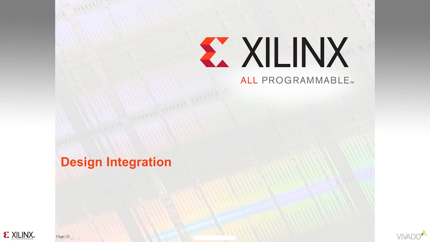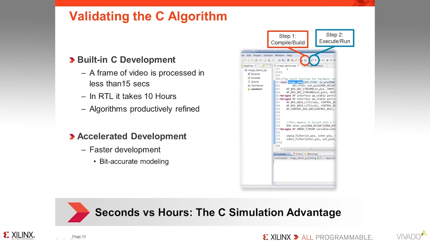Now, we'd like to talk about design integration. Okay, and this is the last part. We can show you how Vivado HLS helps you get your design that we've just created into a design on the device. So the first thing that Vivado HLS provides in its environment is a C compiler. Validating the C algorithm is one of the most important things the user can do, and it's also one of the greatest benefits of moving to high-level synthesis.